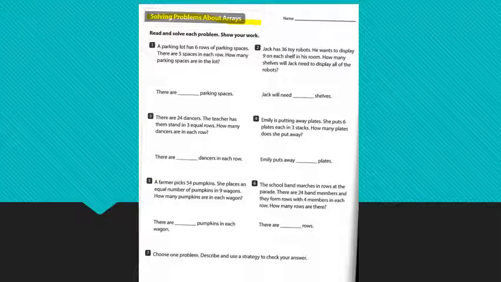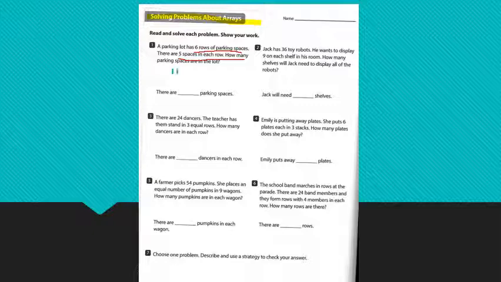I'm going to go ahead and underline the important parts. A parking lot has 6 rows of parking spaces, and there are 5 spaces in each row. How many are in the lot altogether? So I can draw an array, and I'm going to draw an array using lines instead of X's. I know that there are 6 rows and 5 in each row, so I'll go ahead and draw that array.